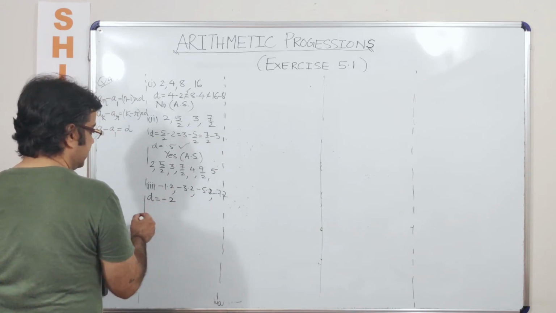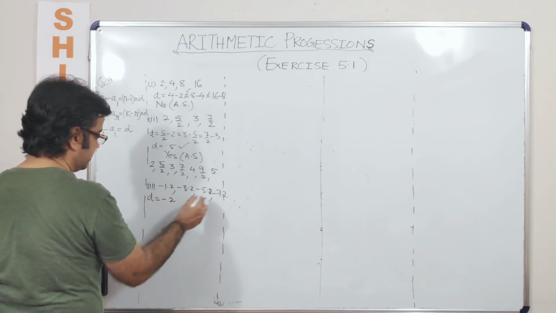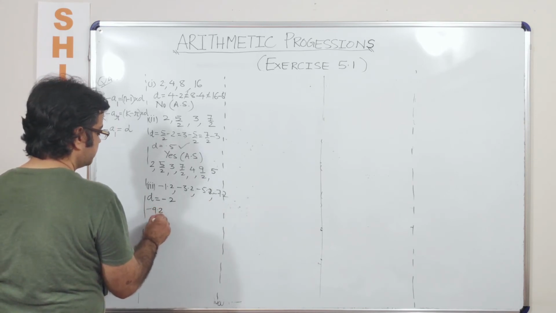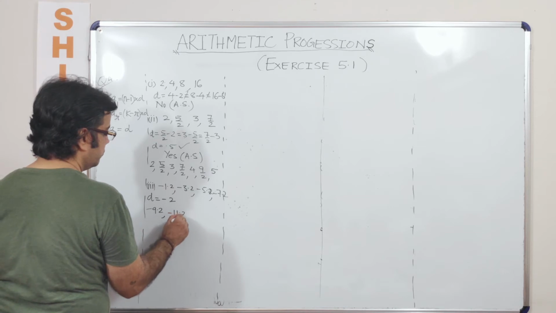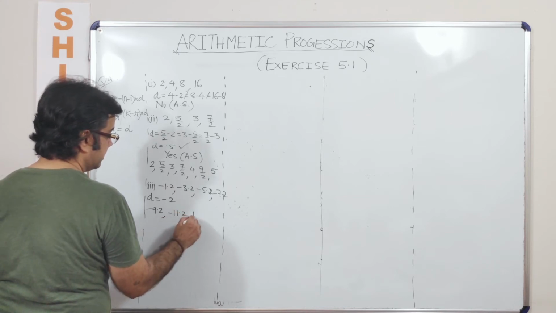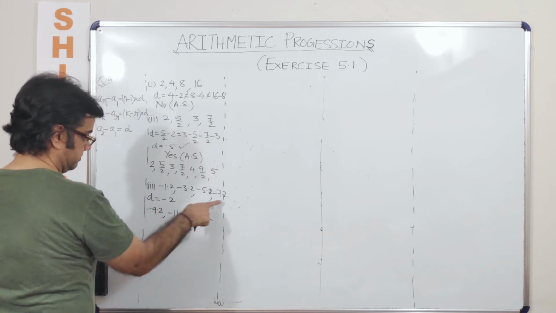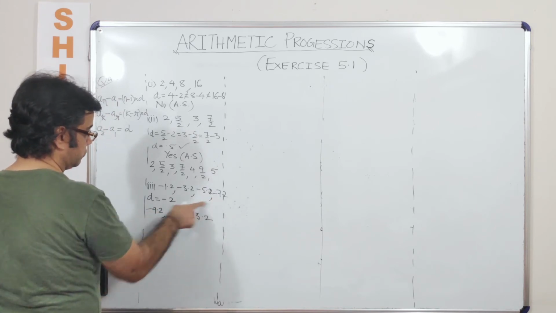So let me rewrite the series, the next 3 terms of the same series. So the next 3 terms would be minus 9.2, minus 11.2, and minus 13.2. You just keep on adding minus 2.